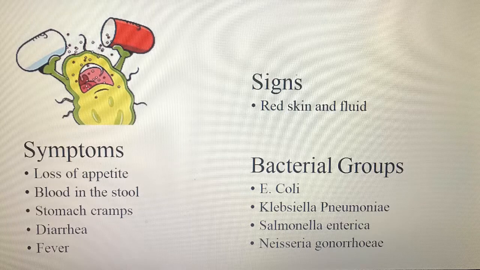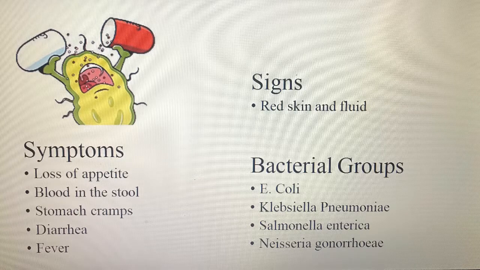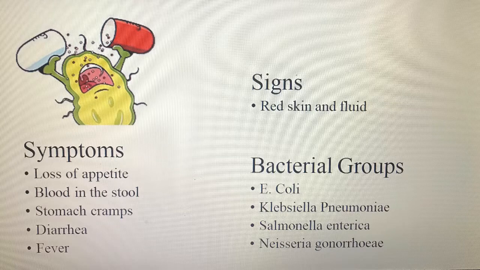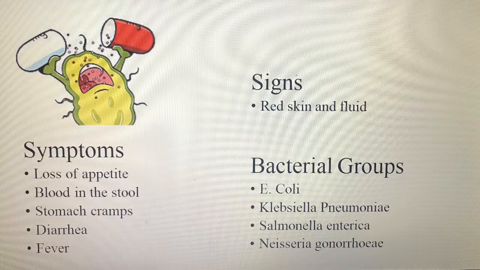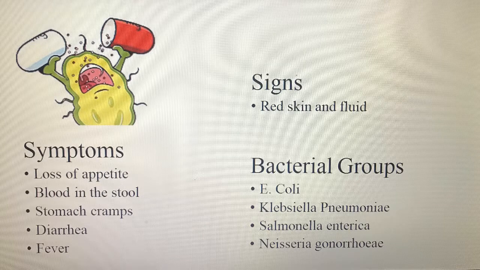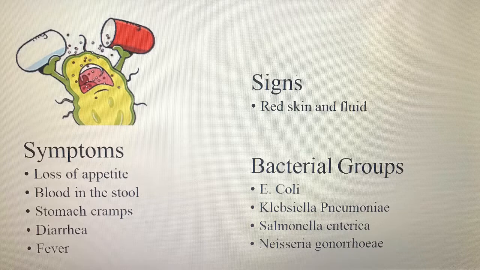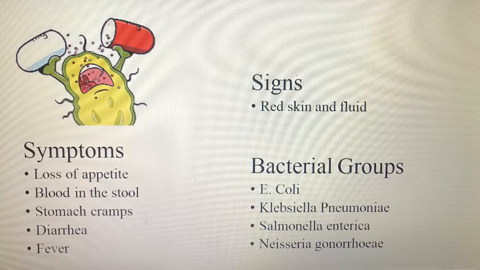Extended spectrum beta-lactamase, also known as ESBL. It's a gram-negative bacteria that produces an enzyme known as beta-lactamase. This enzyme has the ability to break down commonly used antibiotics such as penicillin and cephalosporin, making it difficult to have an effective treatment for this infection.